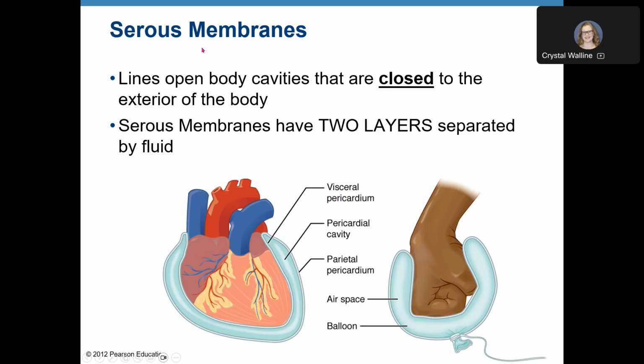So all serous membranes have two layers. The visceral layer is the layer that's closest to the organ that it's wrapping, and the parietal layer is the layer that is further from the organ that it's wrapping.